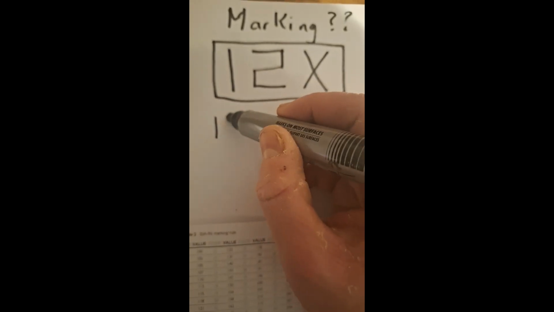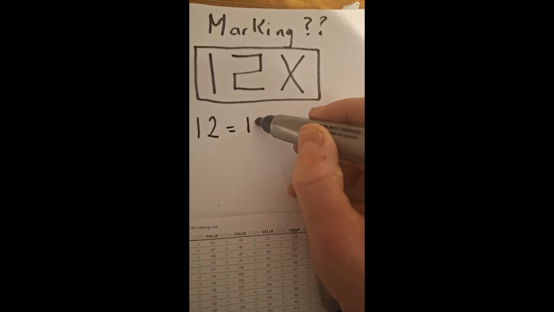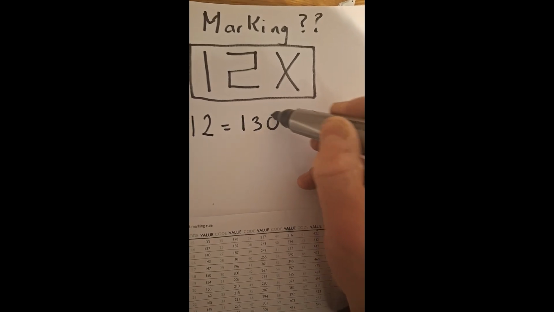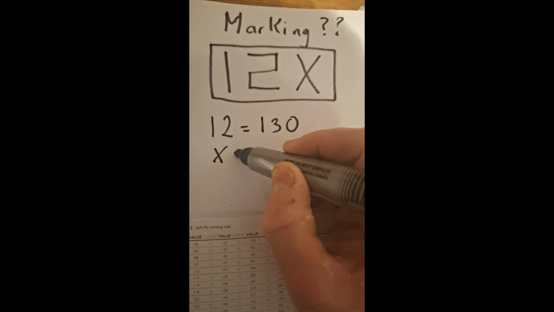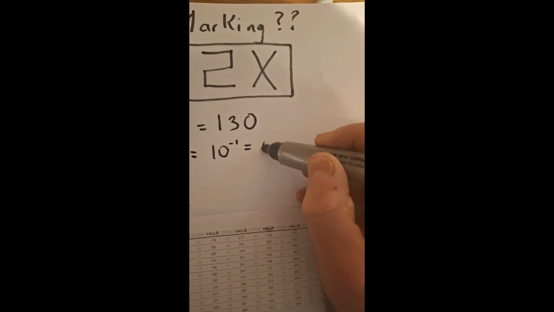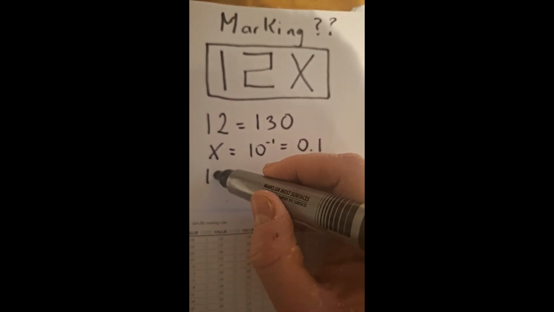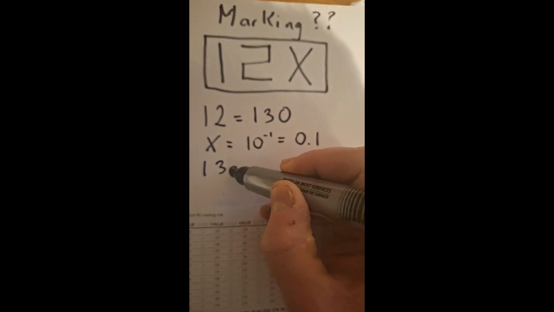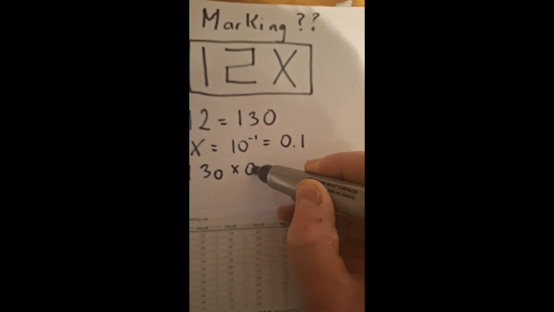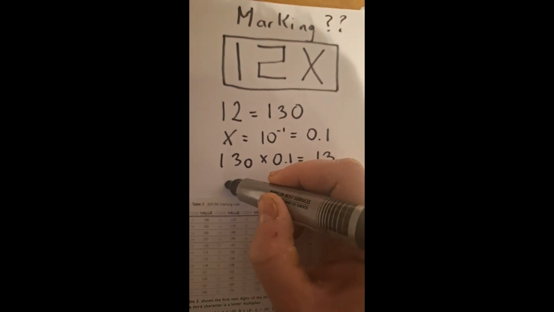12X can be broken down to 12 and X. From our table, we can see that code 12 corresponds to 130. X is the multiplier, which in this case is 10 to the power of -1, which equals 0.1. So now we have 130 multiplied by 0.1, which is, of course, 13. So the value of our resistor is 13 ohms.